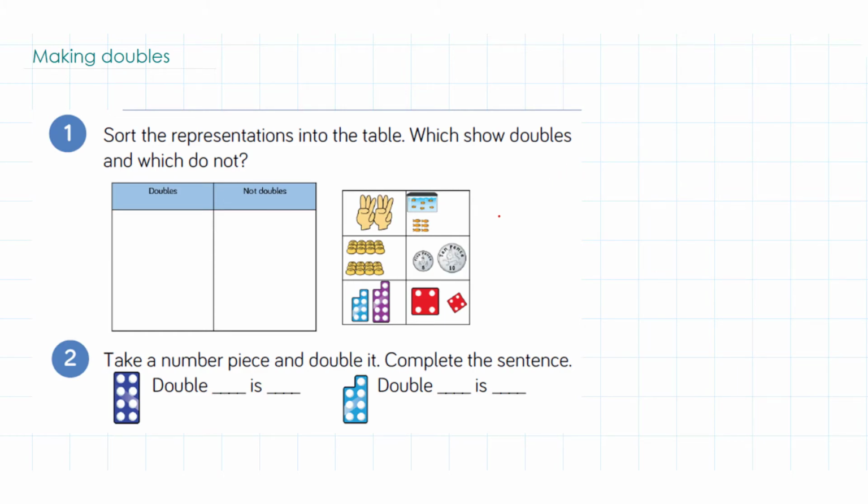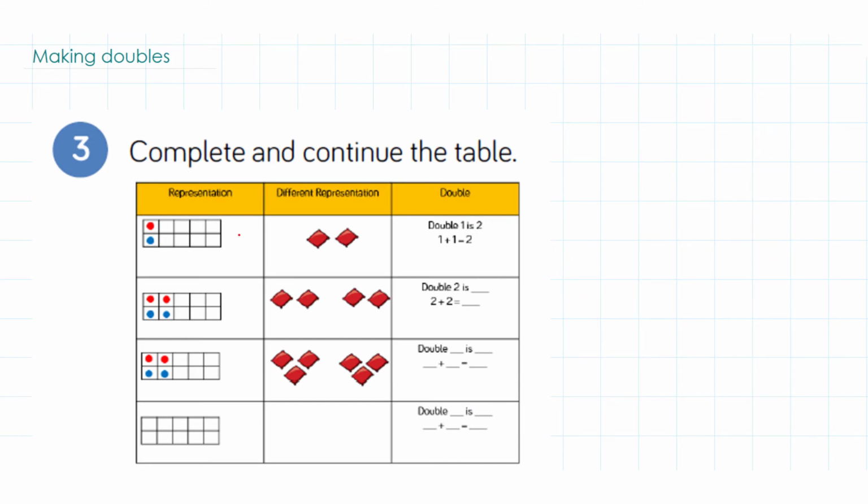So some independent tasks for you to do in your own time. Number 1, look at the representations. There are 6 representations. Which show doubles, which do not? Put them in the correct place in the table. You can just write the number sentences, so something plus something, rather than drawing the pictures. Number 2, it says take a number piece and double it. You'll recognize the Numicon pieces here. You probably don't have those at home, but you can always draw them if it's helpful. And to double something, you just draw it twice. Then complete those sentences.